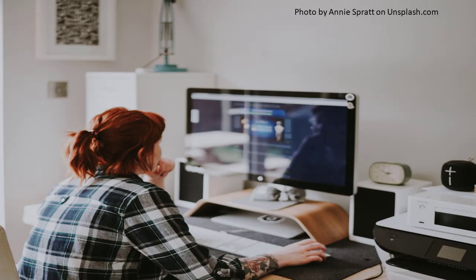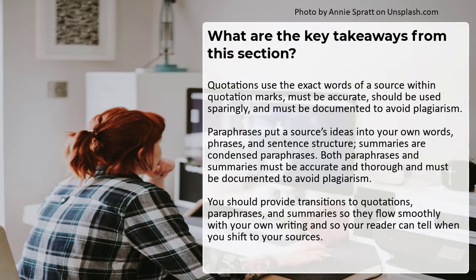What are the key ideas and takeaways from this section? 1. Quotations use the exact words of a source within quotation marks, must be accurate, should be used sparingly, and must be documented to avoid plagiarism. Paraphrases put a source's ideas into your own words, phrases, and sentence structure. Summaries are condensed paraphrases. Both paraphrases and summaries must be accurate and thorough and must be documented to avoid plagiarism.